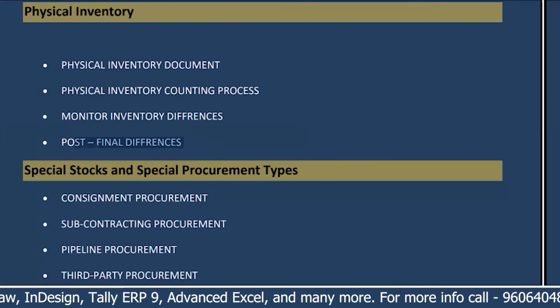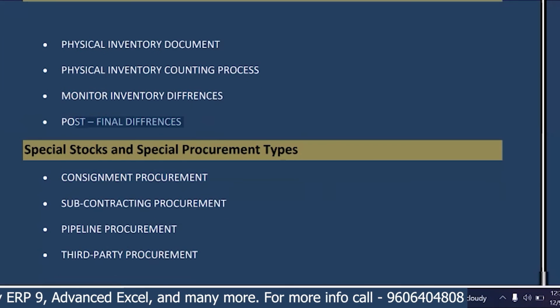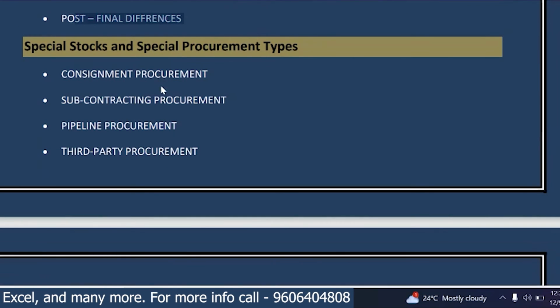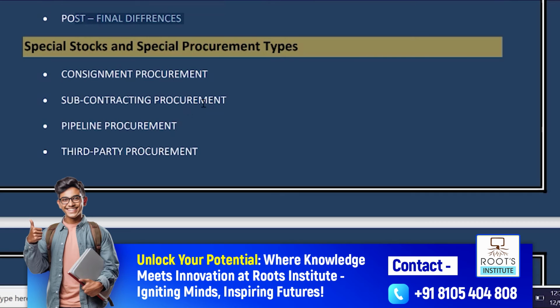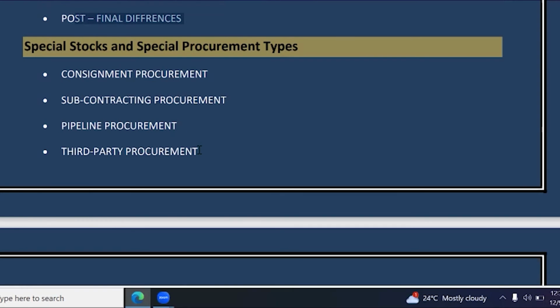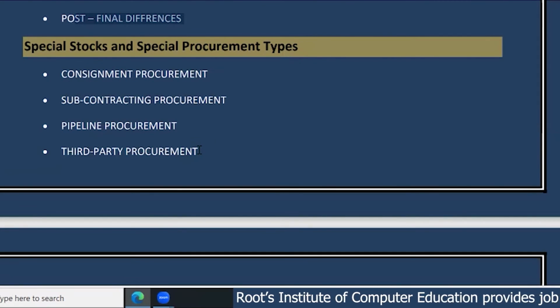Okay. Then we have special procurement types. So majorly there are 4 special procurement types we have: consignment procurement, subcontracting, pipeline, and third party. All these are very important procurement areas, and every procurement has a process flow. That we must follow. If you know the process flow along with the transaction, then you can easily handle it in a real time scenario. Okay.